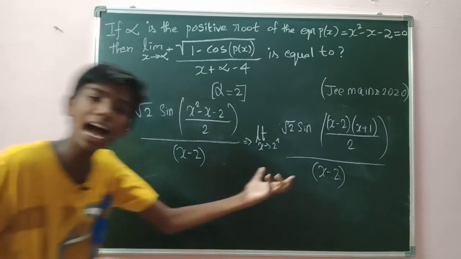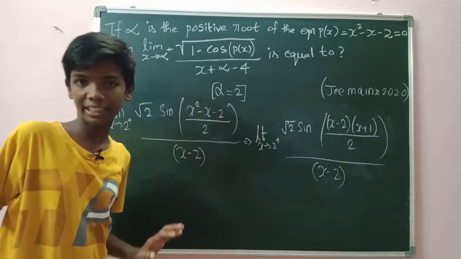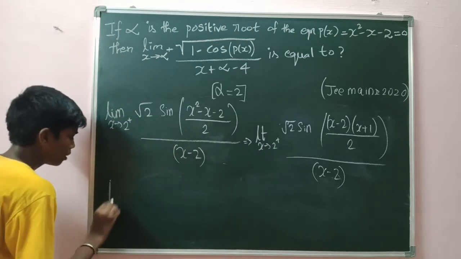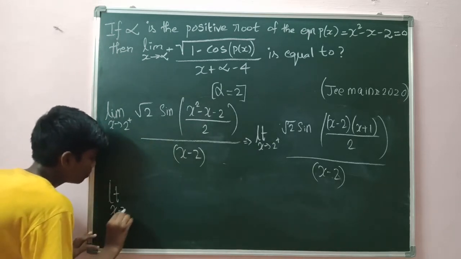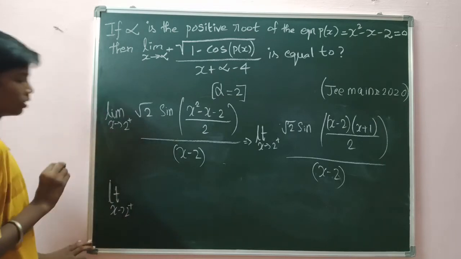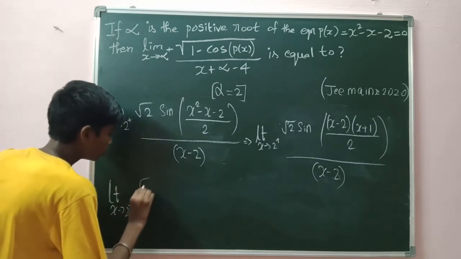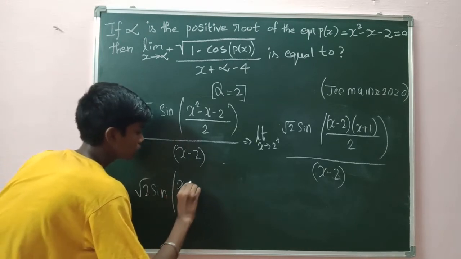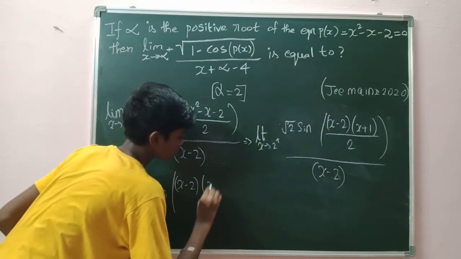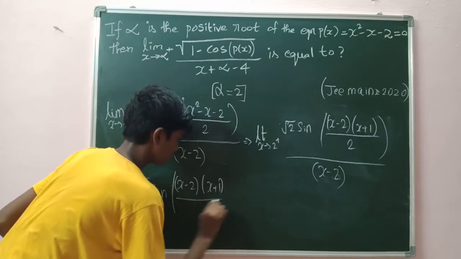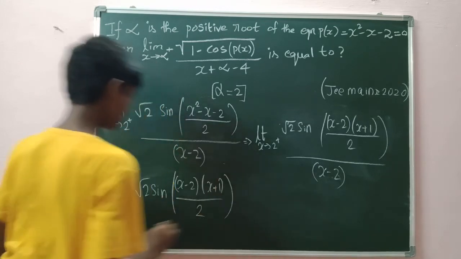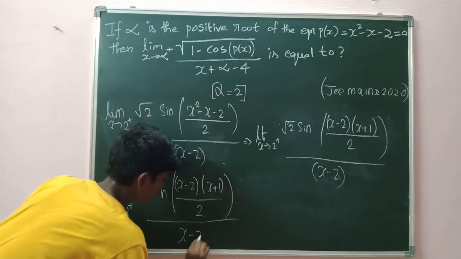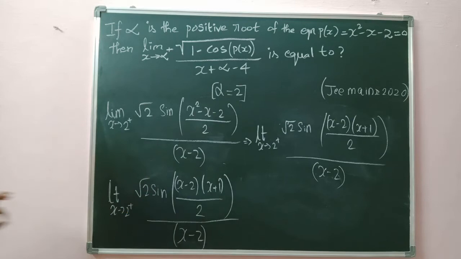I can't just directly solve this particular limit very easily, because I have limit of x tends to 2 plus of root 2 sine of x minus 2 into x plus 1 by 2, then divided by x minus 2. I can't just directly evaluate it.